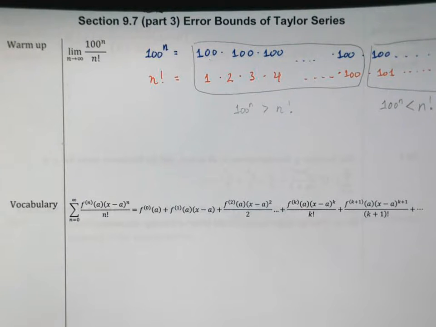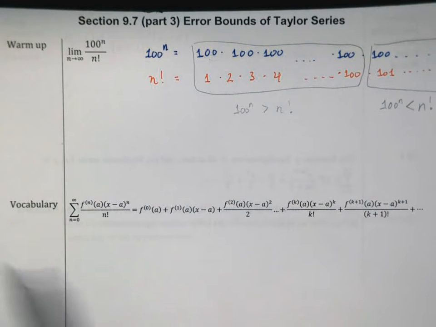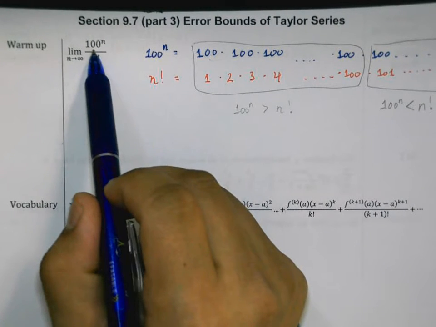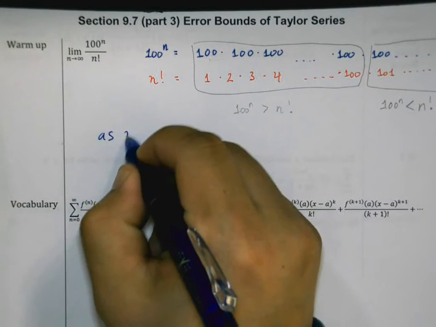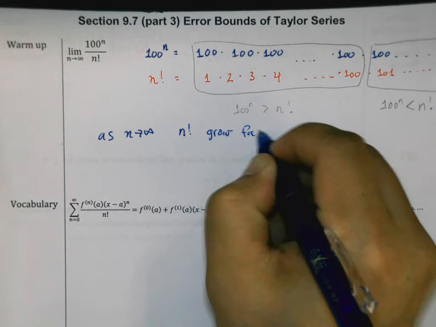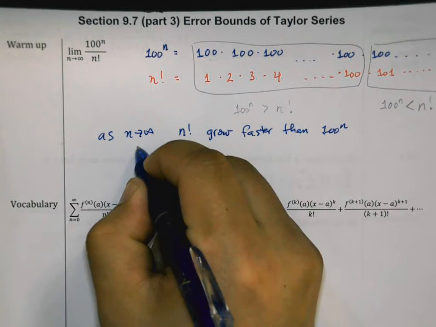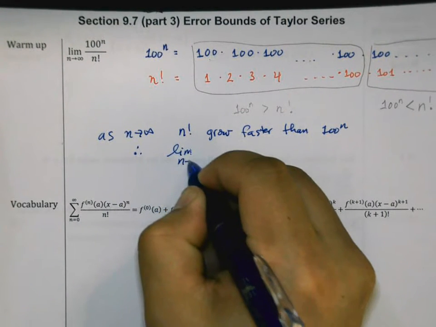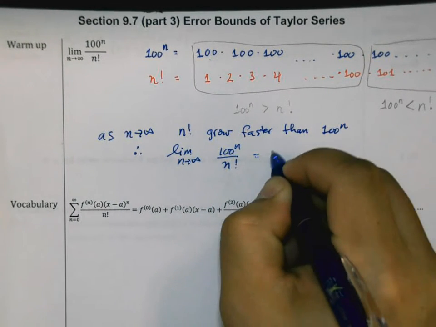So this means that n can be ridiculously large. N could go all the way up to 10 billion to the 10 billionth. So as n goes towards infinity, no matter what value you have here as the base, the factorial function will dwarf or dominate the exponential function. So as n approaches infinity, n factorial will grow faster than 100 to the nth. Therefore, the limit as n approaches infinity of 100 to the nth over n factorial will be equal to 0.